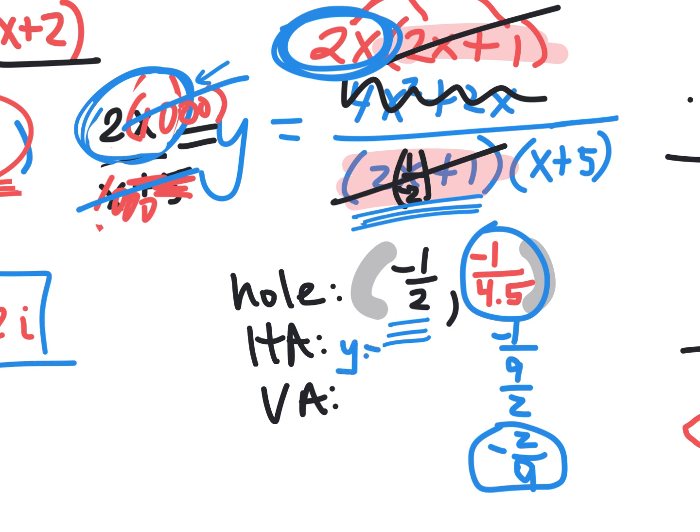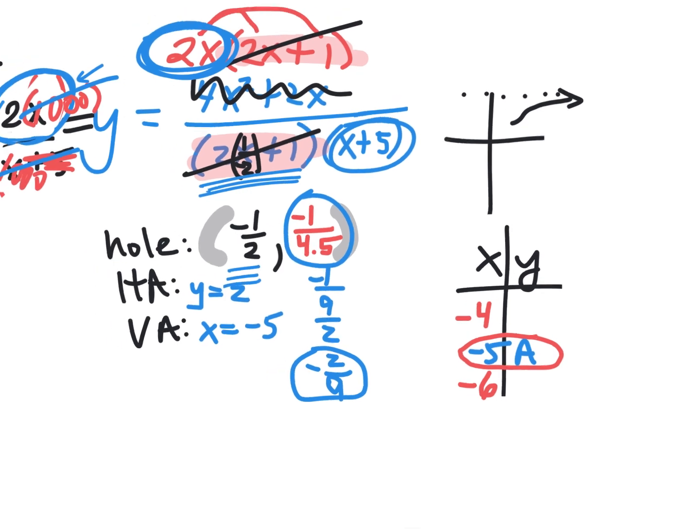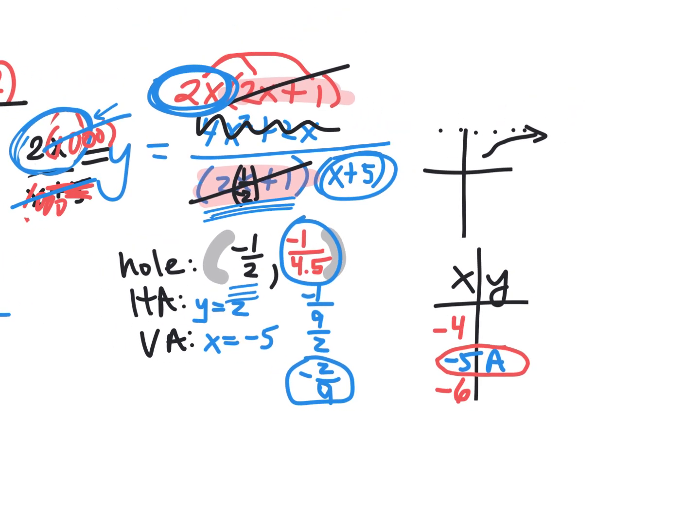Raise your hand if you had y equals 2. Yay. And the vertical is whatever makes the bottom 0. Our equation has an x plus 5 in the bottom. So x equals negative 5. That, in turn, goes on to your chart. X equals negative 5 is the asymptote, and that tells you you'd be really smart to put in negative 4 and negative 6. If you haven't already, I would do that. I'm going to rewrite the equation. It's 2x over x plus 5.